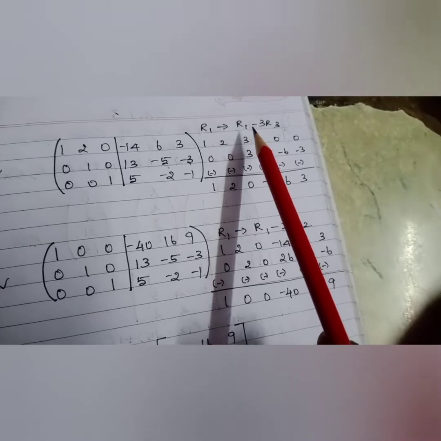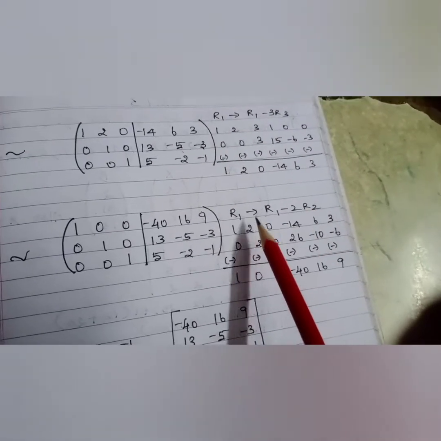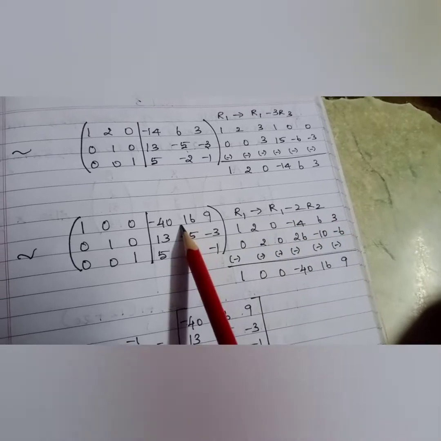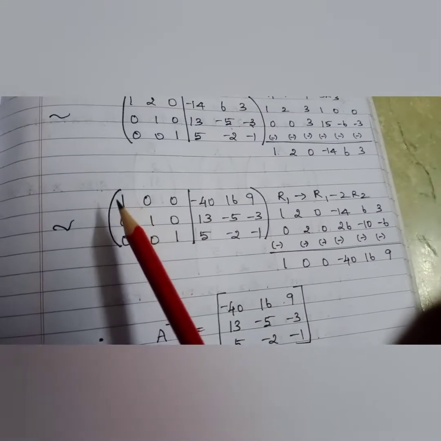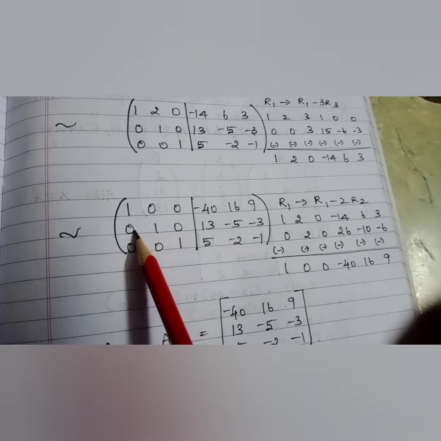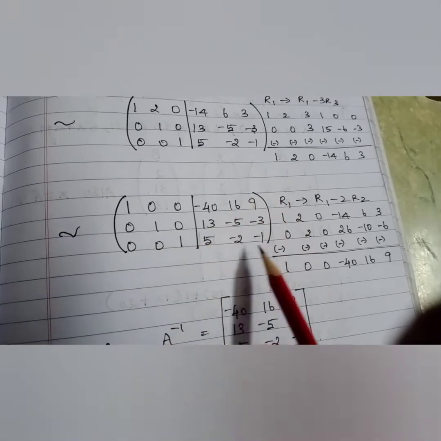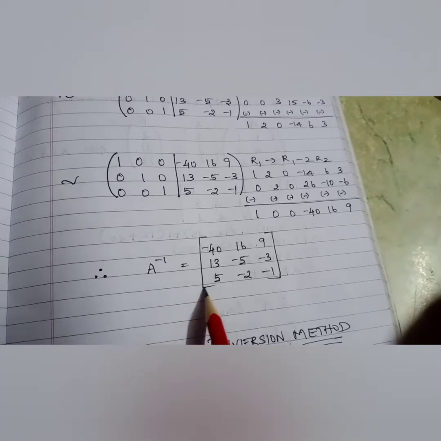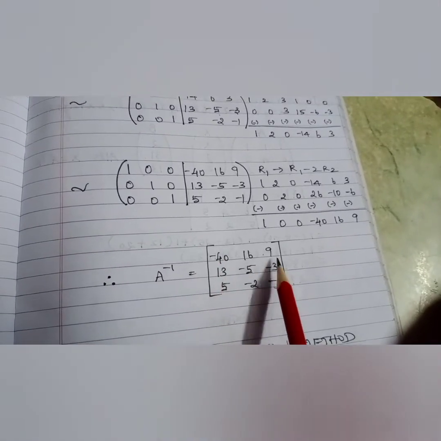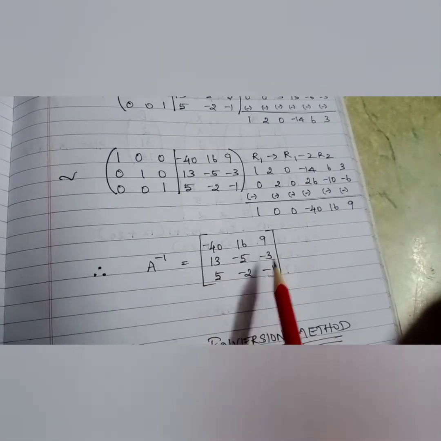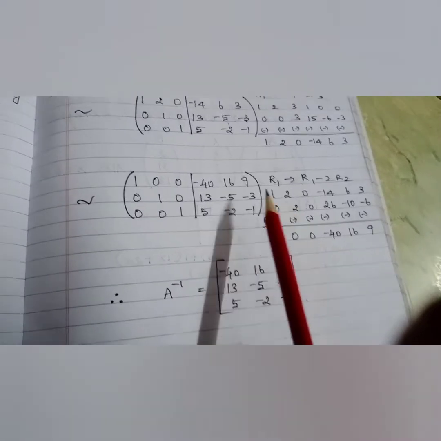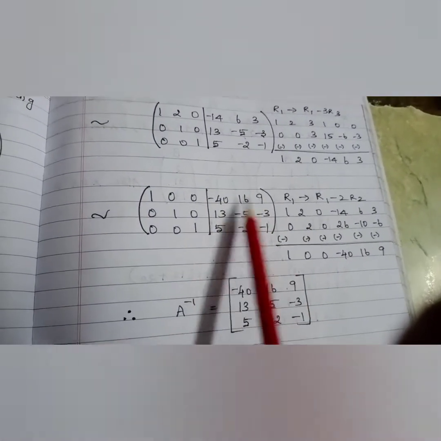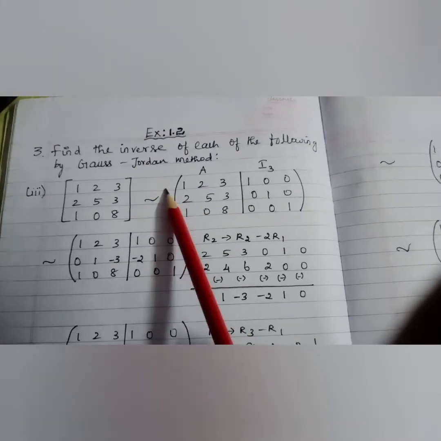We are changing R1 to be R1 minus 3R3 and again we are introducing R1 as R1 minus 2R2 and we got, see, finally we have arrived at the identity matrix on the LHS and the matrix present on the RHS is nothing but the inverse of the matrix. See, now A inverse is equal to minus 40, 16, 9, 13, minus 5, minus 3, 5, minus 2, minus 1. This is what we have got on the RHS. So this is how you have to find the inverse of the given matrix using Gauss-Jordan method.